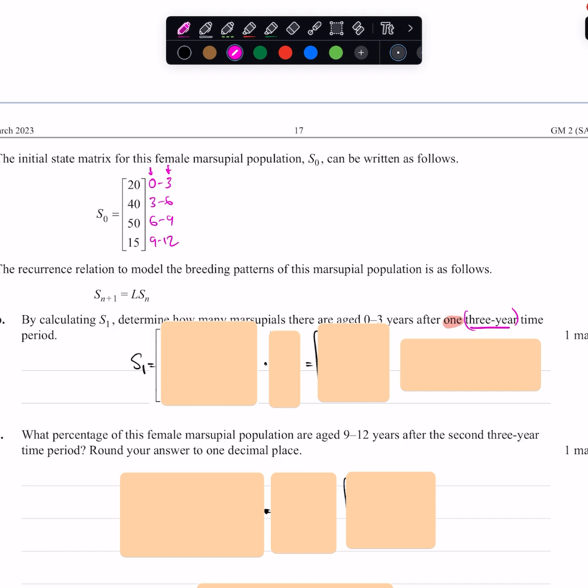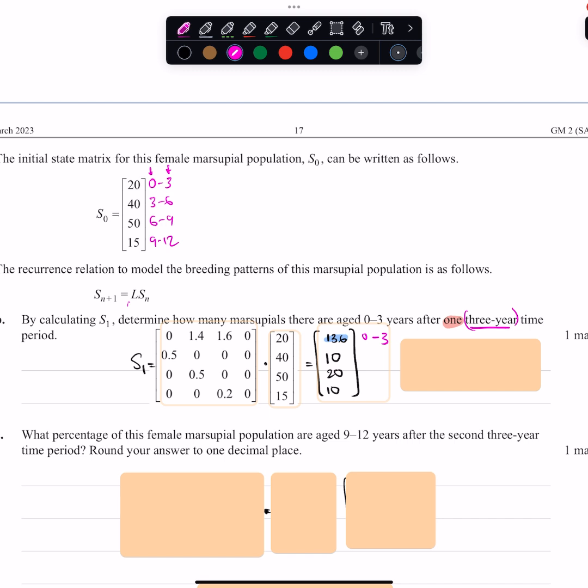So after one 3-year time. Okay, very simple. So it's the Leslie matrix times your initial, and that will give you this. And because they asked me for the 0 to 3, it is 136, and remember you have to write down 136 marsupials aged 0 to 3. Yes.